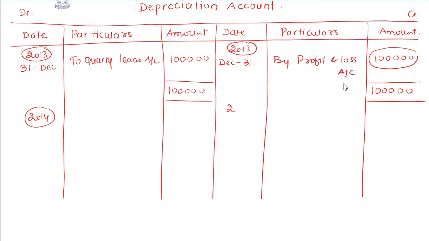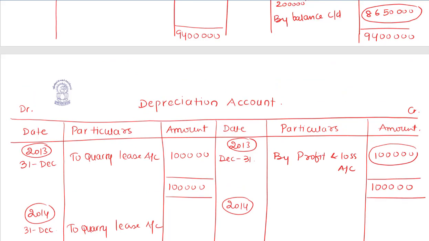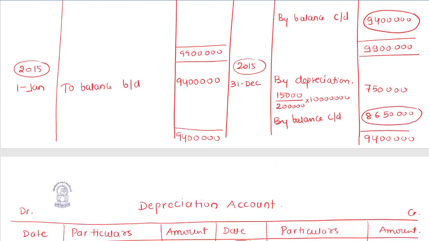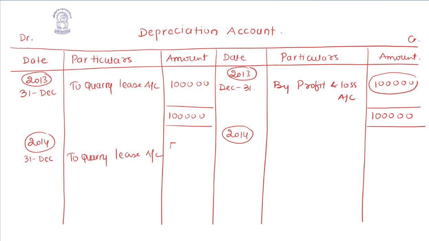Now do it for 2014. 31st December, to query lease account. To query lease account, let us see the amount, which is 5 lakhs. Totals is 5 lakhs. Transferring this total on the credit side, 5 lakhs.